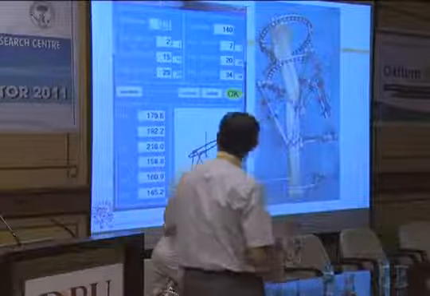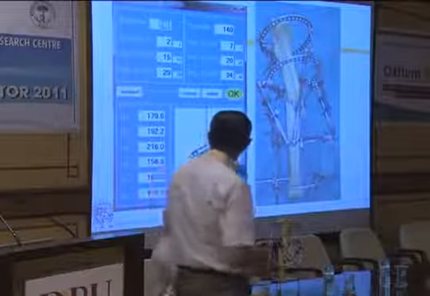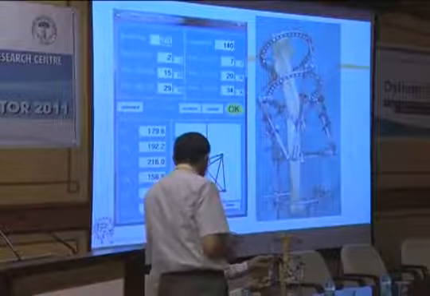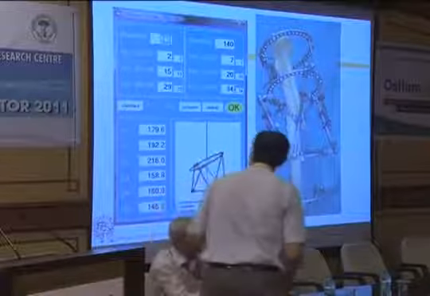So that's the numbers which have to come. D1 is 179. D1 179. D2 192.